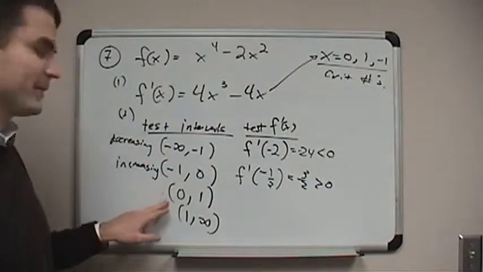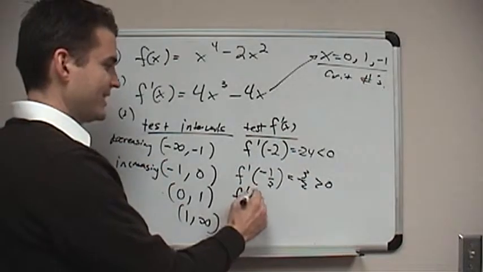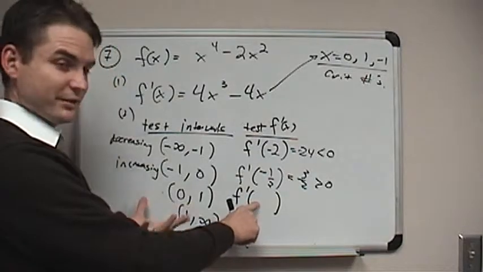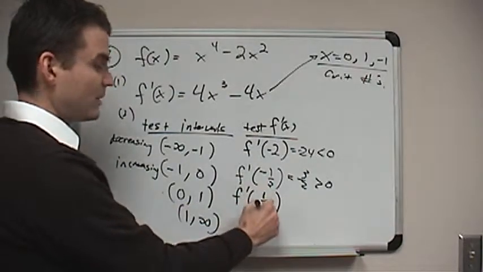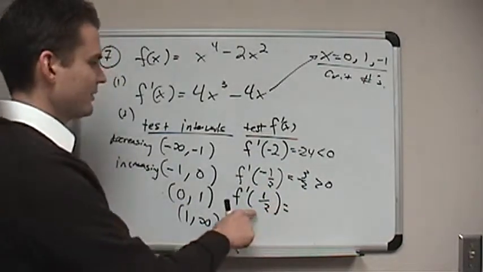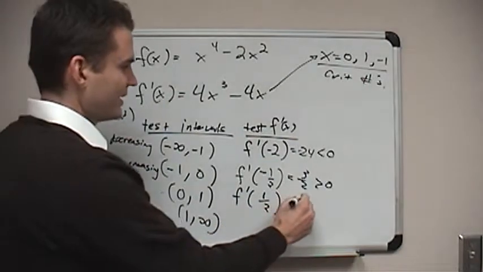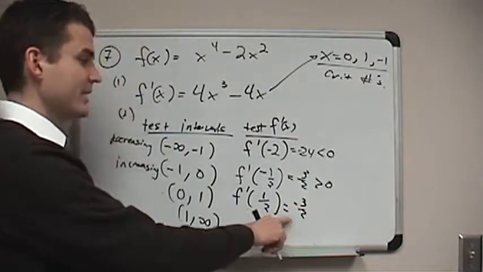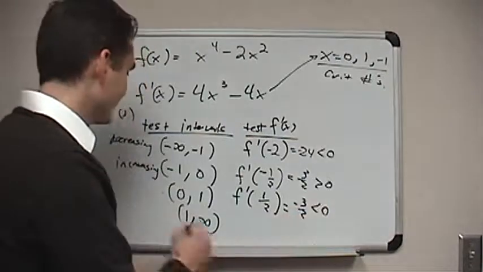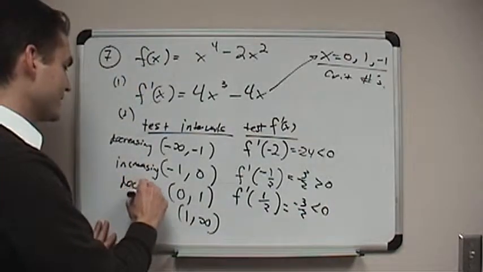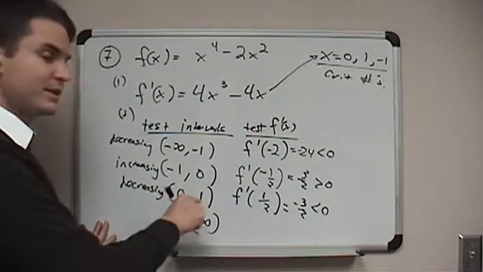Okay. Now the next interval, what are we going to pick to test into the derivative? Because we need to figure out what the sign of the derivative is. Well, probably 1/2. Okay. Well, if you put 1/2 in for x, you get negative 3/2 for the derivative. So again, the derivative is now negative. That means the function is decreasing for x values between 0 and 1.